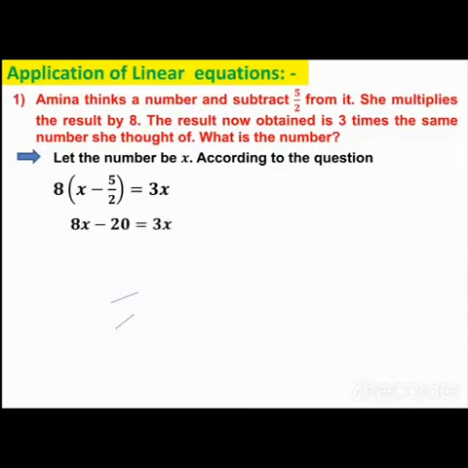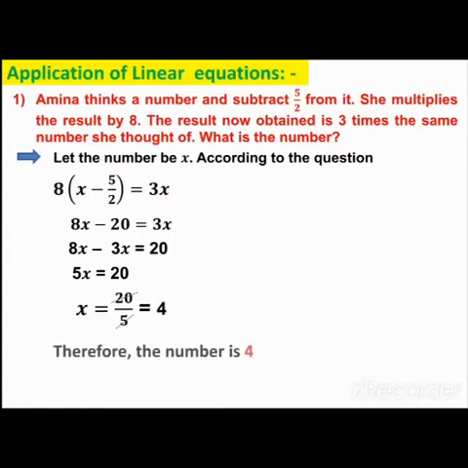Now 8 multiplied by (x - 5/2) means 8x - 20. 8 fives are 40, 40 divided by 2 is 20. So 8x - 20 = 3x. Now transpose the variable to one side and the constant to the other side. 8x - 3x is 5x. 5x = 20, x = 20/5. In table 5, 20 will come in 4 times. So the value of x is 4. Therefore the number is 4.